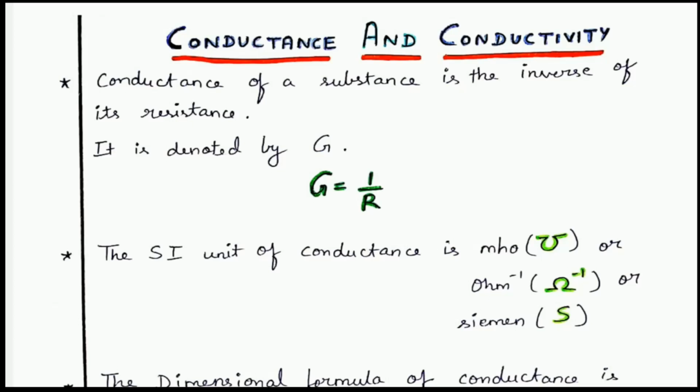The SI unit of resistance was ohm. The SI unit of conductance is mho, and the symbol is given. You can also denote mho by ohm inverse or ohm to the power minus 1. The conductance also has one more unit, that is siemens, which is given by capital S. Do not write it as small s. Small s denotes second. So you must represent conductance by siemens, that is capital S.